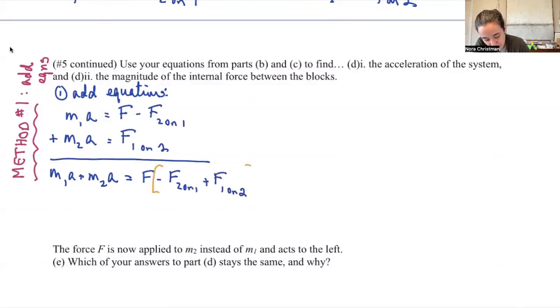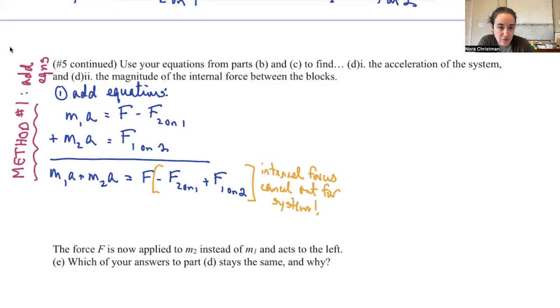But these two forces are the same size. So it's like -3 plus 3 or whatever. So since they're the same size, they're going to cancel out. That's going to be a reality throughout any problem like this. Internal forces cancel out if we're looking at the whole system. And so since our goal is to calculate the acceleration, now I can factor out m1 and m2 and divide both sides by the mass to get a equals F over m.